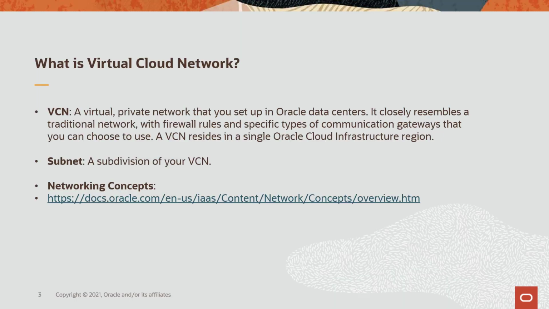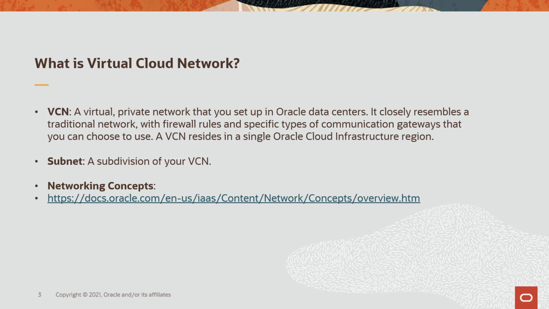When you work with Oracle Cloud Infrastructure, one of the first steps is to set up a VCN for your cloud resources. A VCN is a virtual private network that you set up in Oracle data centers. It closely resembles a traditional network with firewall rules and specific types of communication gateways that you can choose to use. A VCN resides in a single Oracle Cloud Infrastructure region.